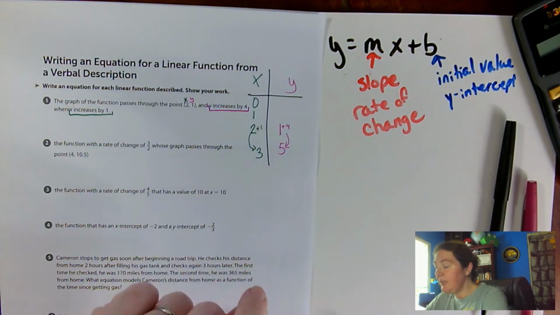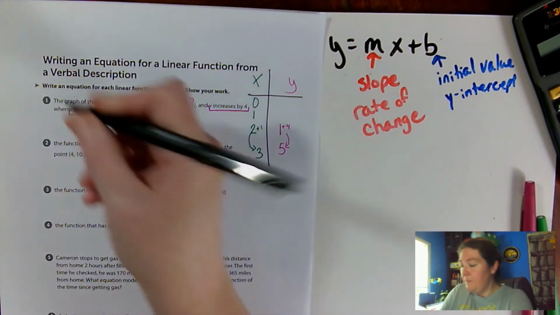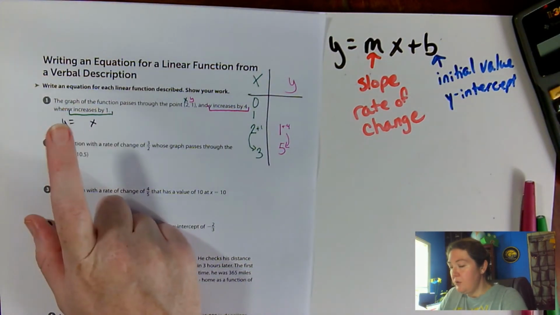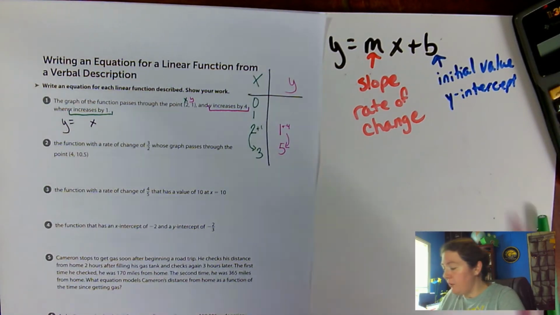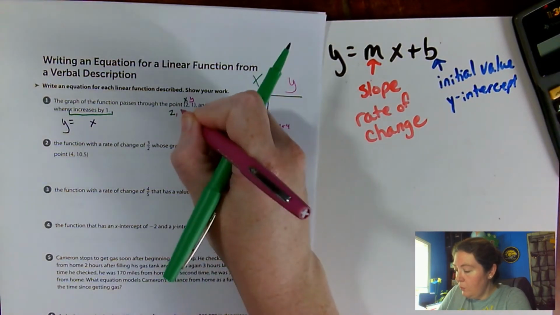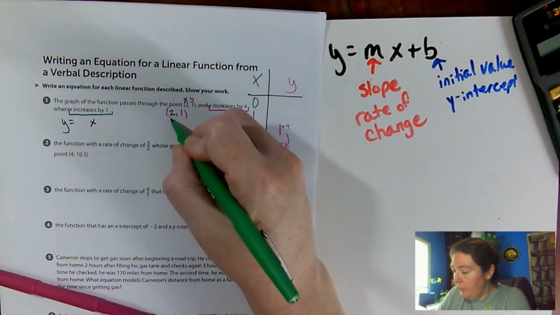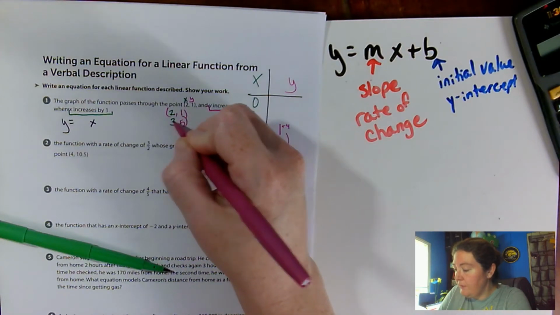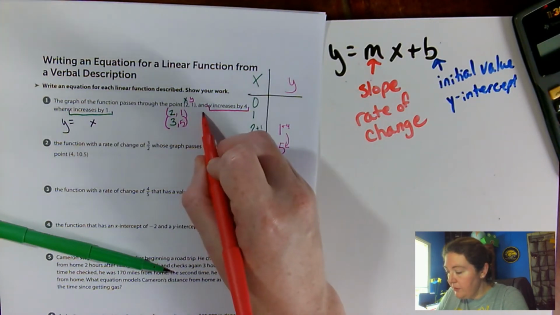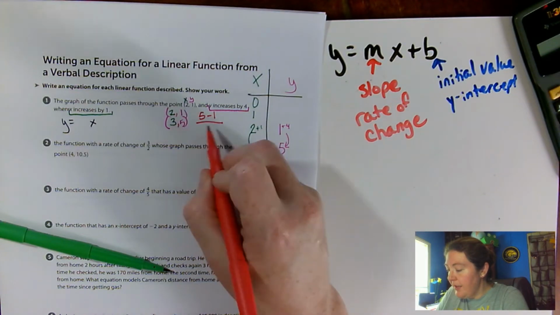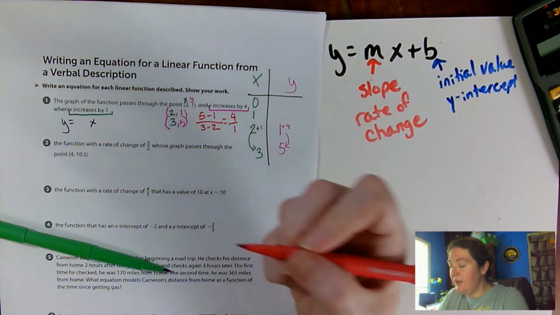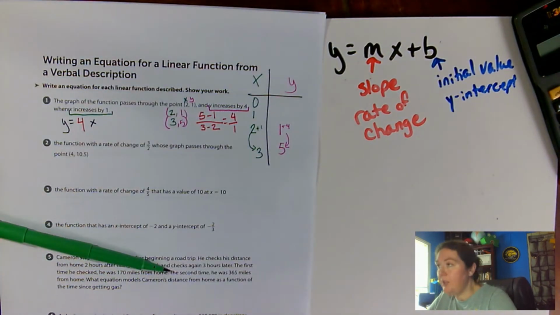So the first thing I need to find is my slope, or my rate of change, to fill in my equation. I know that slope needs to go here. So I'm going to take the two values that I already know, 2, 1, and 3, 5. And I'm going to find my slope. I'm going to say 5 minus 1 over 3 minus 2. That's going to give me 4 over 1. I can simplify that to 4. So 4 is my slope. That is my rate of change.